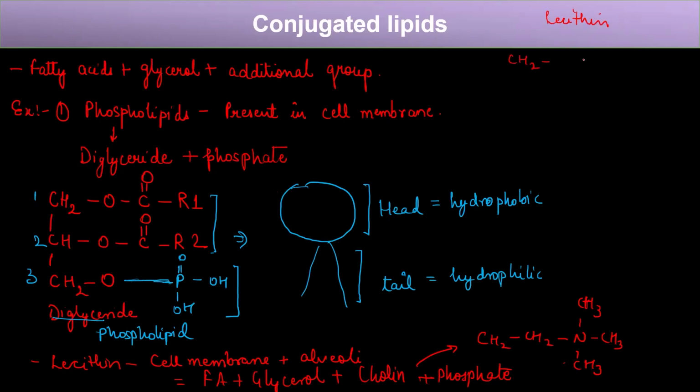The lecithin structure looks like this. You have your CH2O CO R1. This is your CHO CO R2. Then you have your CH2O. This is your phosphate OH, and this O forms a bond with the choline, that is CH2, and then you have CH3, and CH3. So this is the structure of lecithin.